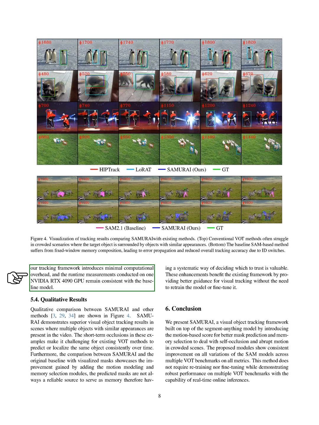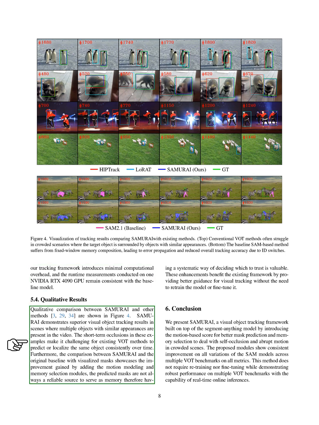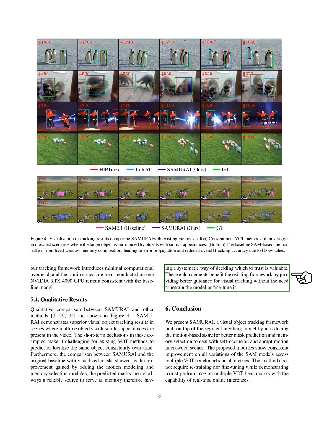Finally, we provide qualitative results comparing Samurai with other methods. Our model demonstrates superior tracking performance in scenarios with multiple similar-looking objects, where short-term occlusions pose challenges for existing methods. The visualized masks highlight the improvements gained from our motion modeling and memory selection modules, emphasizing the importance of a systematic approach to mask selection. These enhancements improve the existing framework's guidance for visual tracking without requiring model retraining or fine-tuning.